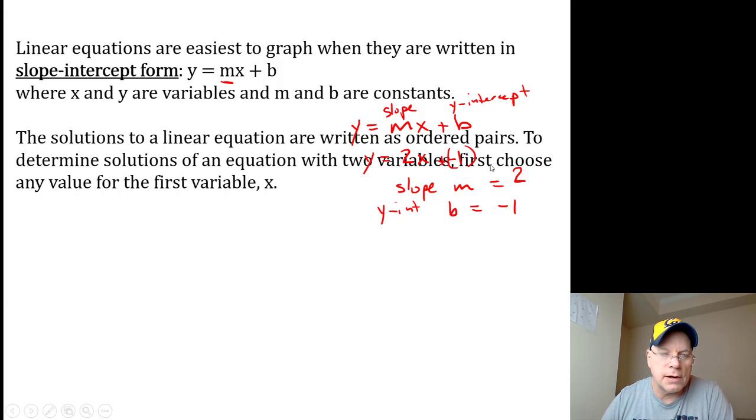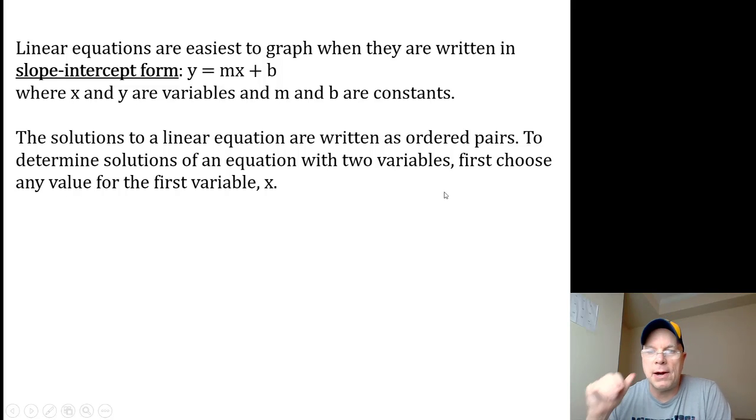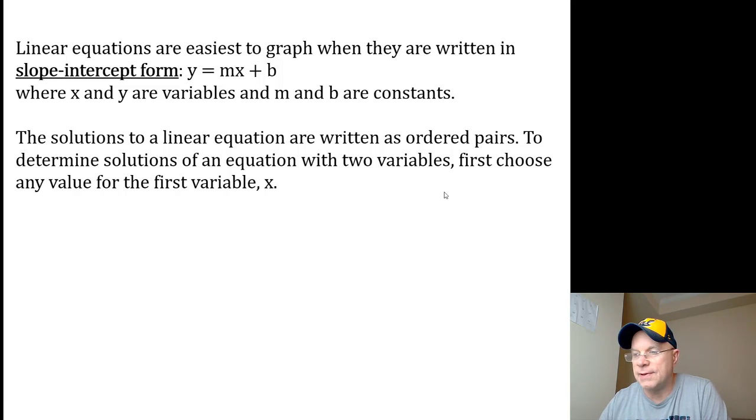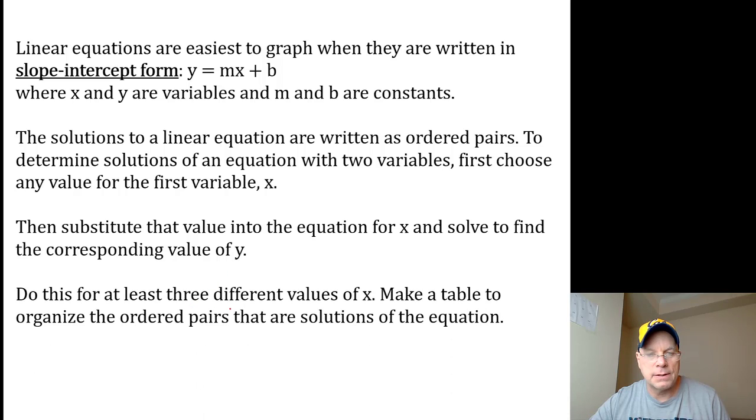The solutions to linear equations are written as ordered pairs, x comma y. We've just done a bunch of that. We chose an input x, we calculated an output y, and we got our ordered pair. That's all this is saying. You choose an input and you calculate an output. We just practiced that. Do this for at least 3 different values of x. I'm going to ask you why we do it that way on the assignment. And you make a table to organize the ordered pairs that are solutions of the equation. We just did 3 examples like that.